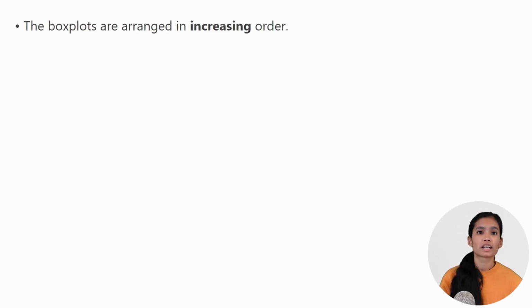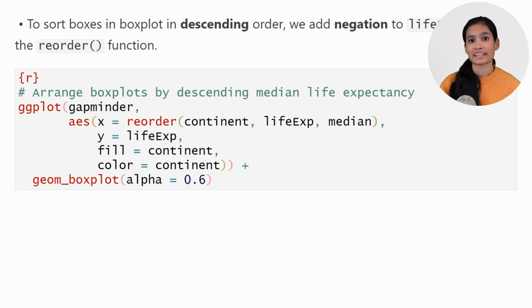You may have also noticed that the box plots are arranged in increasing order of whatever function or whatever method we give to the reorder function. When it was median, it went from lowest to highest. When it was maximum, it again went from left to right, lowest maximum to highest maximum. But we can change it to descending order if we'd like. To sort the boxes in descending order, we add a negation or a negative sign to the numeric variable that we want to sort by, in this case, life expectancy.